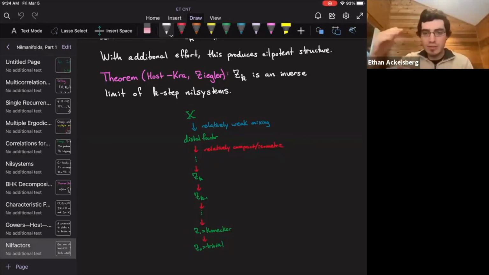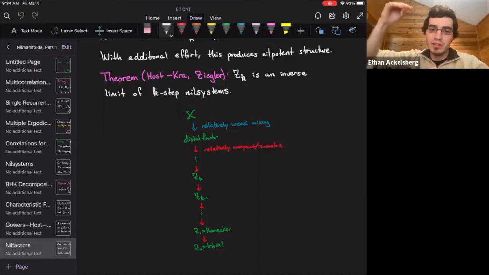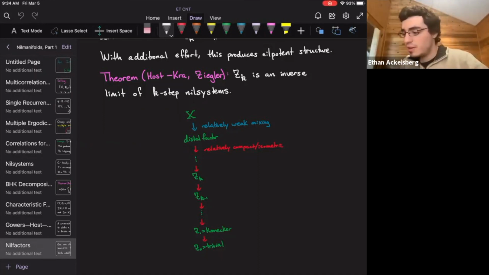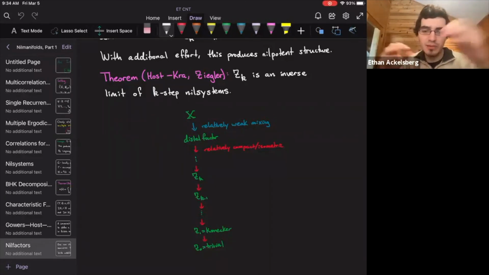So we have this sequence of factors Z_k that are controlling progressions of specific lengths. And they're built by compact extensions. Way out on top of all of these is the distal factor, which is sort of the top of this tower of compact extensions. And then from the distal factor to the system itself, you just take one more extension that's relatively weakly mixing. And depending on what kinds of patterns you're looking for, you'll be caring about some different level in this tower.